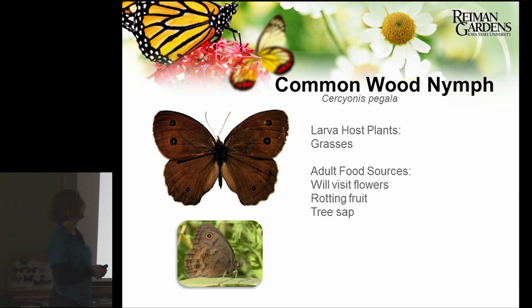Common wood nymph. Common wood nymphs are a smaller, medium to small butterfly, usually found in grassy areas. They are a dark brown color, and then they do have these distinctive eye spots on them. Their larval plant is a grass, native grasses. They do visit flowers, but they will also feed on rotten fruit and tree sap.